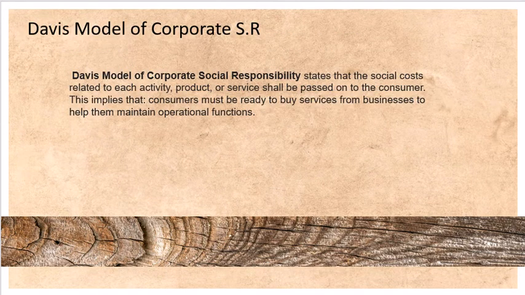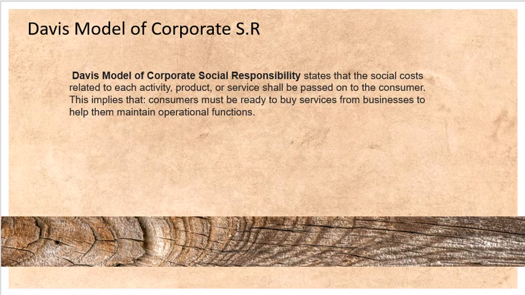Okay, so Davis model of corporate SR. It states that the social costs related to each activity, product, or service shall be passed on to the consumer. This implies that consumers must be ready to buy services from business to help them maintain operational functions.